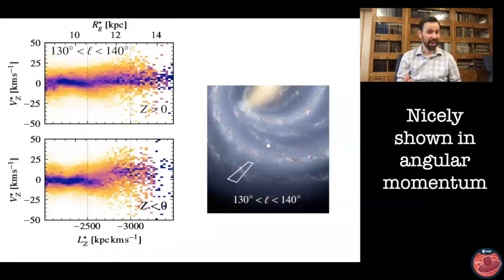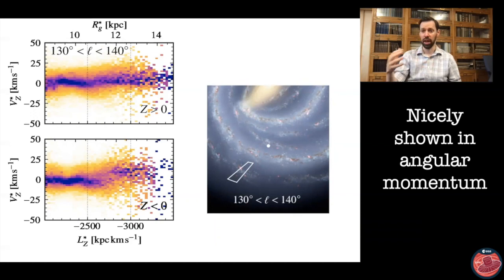This comes out quite neatly again if we look at it in terms of angular momentum. So here I'm plotting angular momentum on the x-axis, which is equivalent to a guiding center radius, so an average orbital radius for a star. I've plotted the guiding center radii along the top here. And again, we're showing this as a function of vertical velocity, this time for just the bluest and therefore youngest main sequence stars in our population.